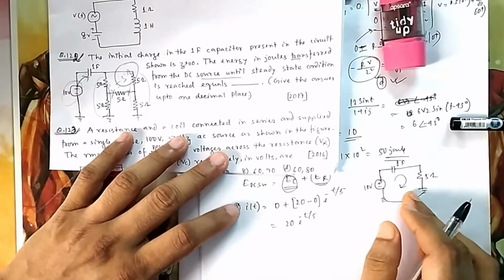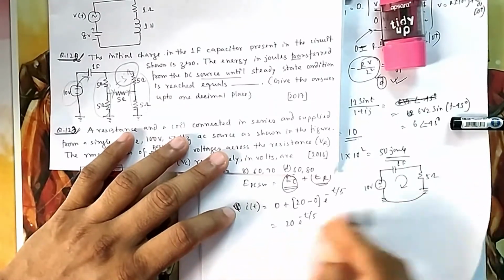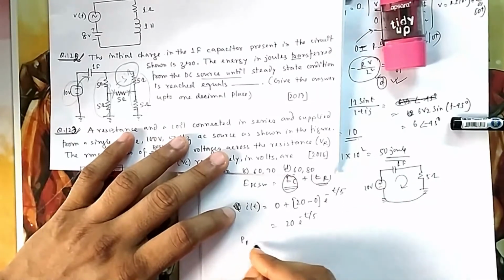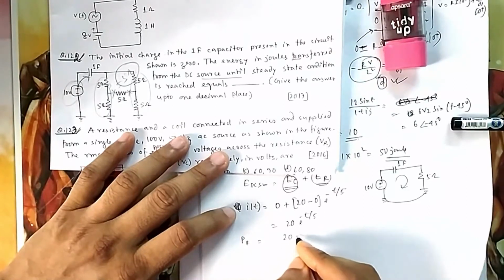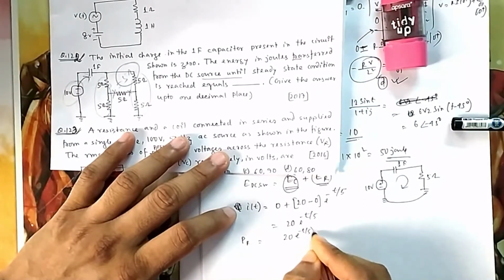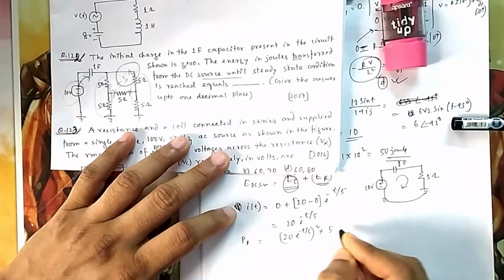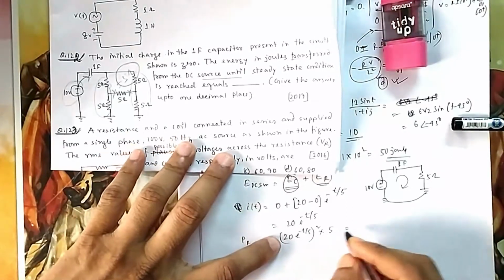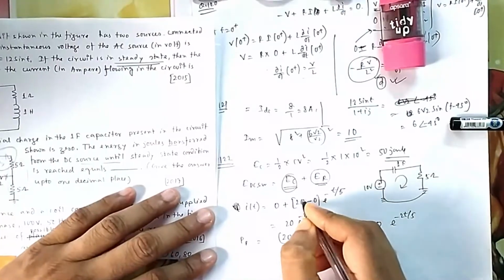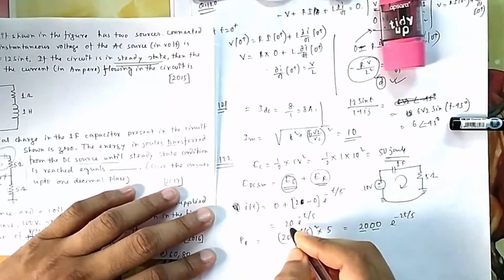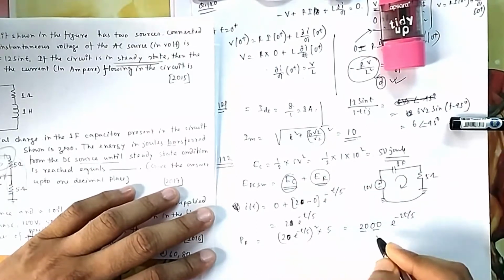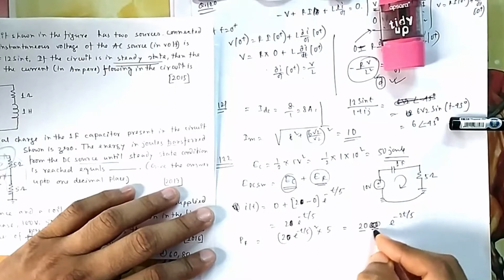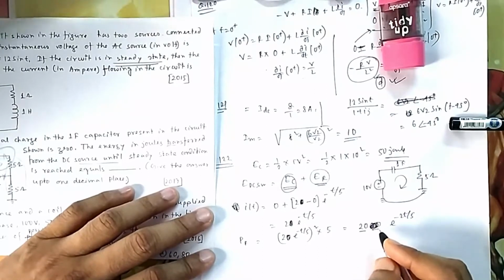Once you know I, then you can calculate power. Power in R is equal to I square R. So 20 e to the power minus t by 5, whole square, into R, which is 5. That is 20 square is 400, into 5. So it is 2 ampere, 10 by 5 is 2. So it is 2 square, 4. Then it is 20 to the power minus.